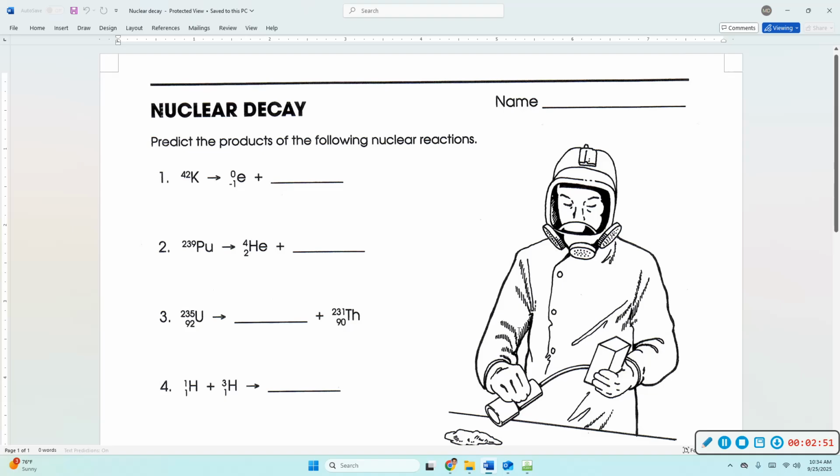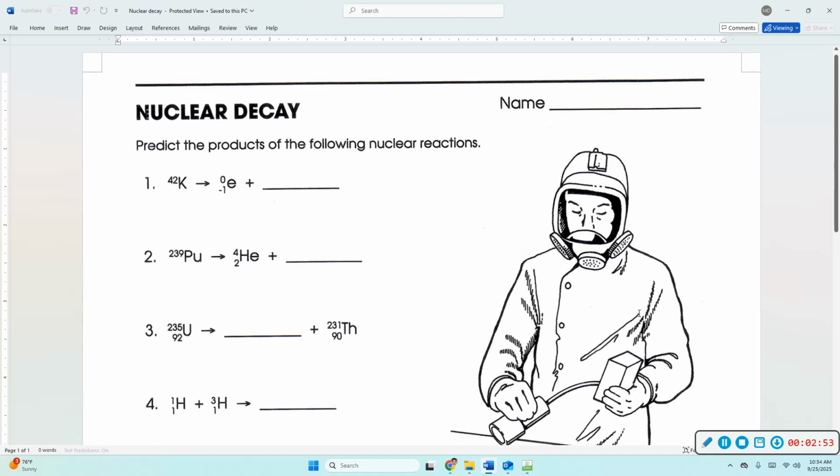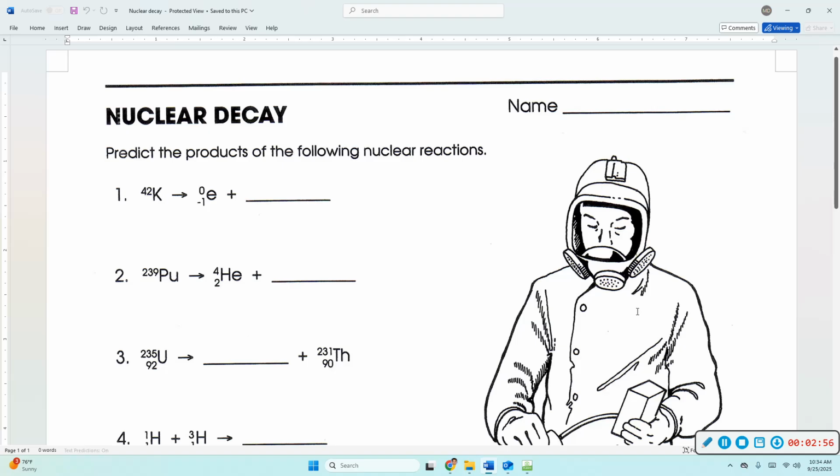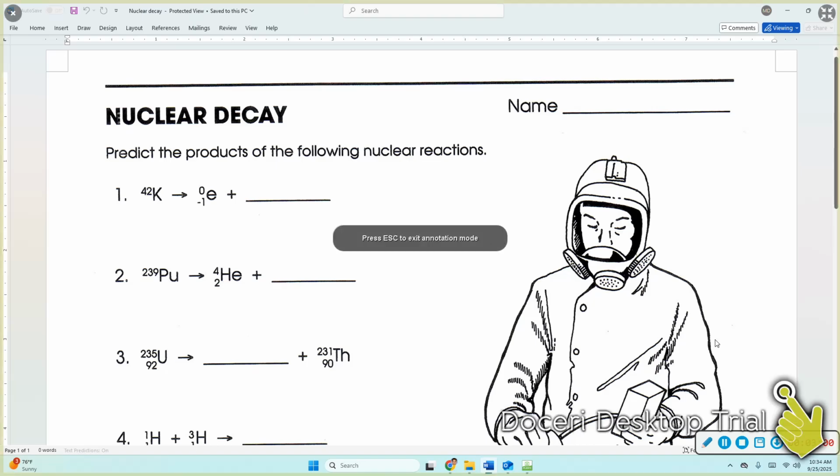So you look at number 1 here on your worksheet. Balancing a nuclear equation is fairly simple. The top numbers have to be equal and the bottom numbers have to be equal. So understanding that, here is potassium. You need to find the atomic number to write at the bottom. On your periodic table, find the atomic number of potassium. The atomic number for potassium is 19. So 19 goes here.